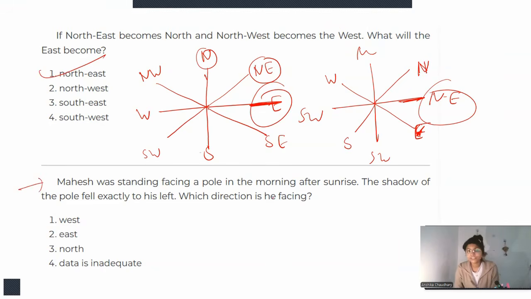Mahesh was standing facing a pole in the morning after sunrise. So these are the directions, right? South, north, east, and west. Mahesh was standing facing a pole after sunrise.